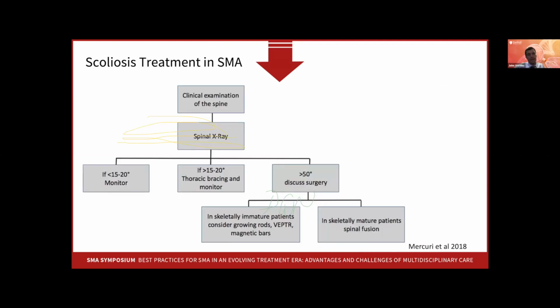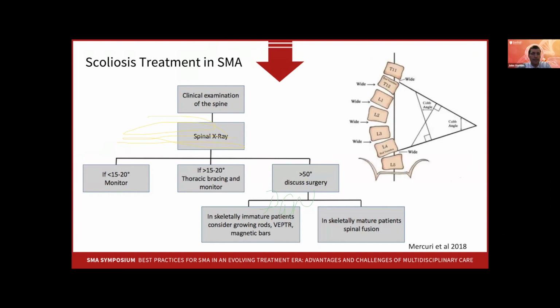So this is an algorithm that was published in 2018 by McCurry et al., which has certainly some elements of controversy, but it gives you a good idea of the general treatment decisions that we're making. So we'll start with a clinical exam, of course. If we see evidence of scoliosis, we'll get a spinal X-ray.